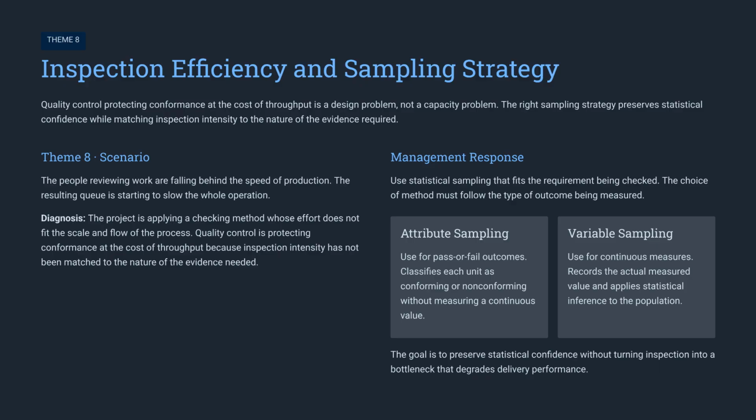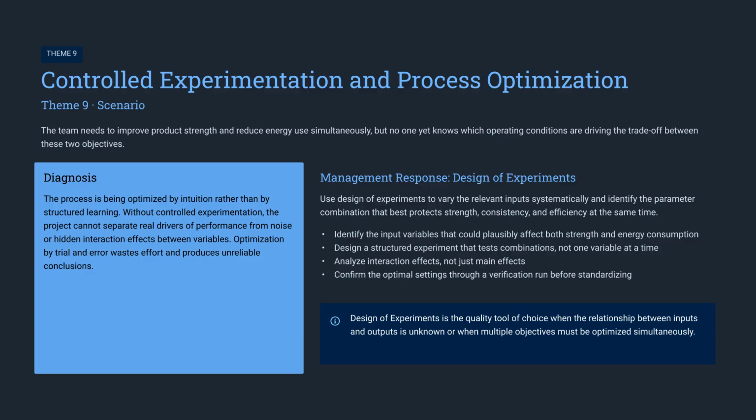Theme 8 covers inspection efficiency. When review queues slow down production, it is a design problem, not a capacity one. Match your sampling strategy to the required evidence. Use attribute sampling for simple pass or fail outcomes, and variable sampling for continuous measures to maintain statistical confidence without creating bottlenecks.